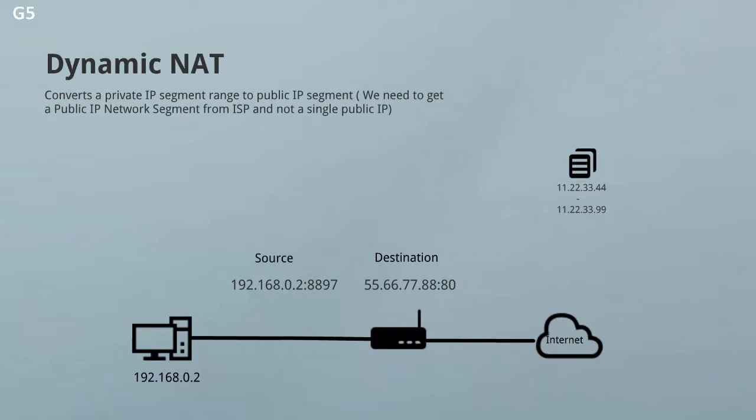When data comes in, the router looks at the source and destination address, swaps out the source address for the first available public address from that pool, and then sends it on its way.